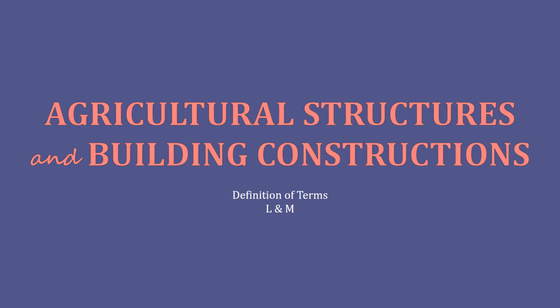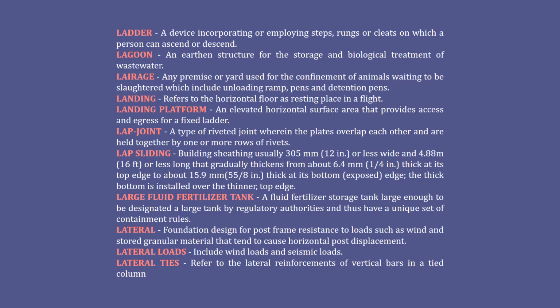This is Agricultural Structures and Building Constructions. Definition of terms. L and M. Ladder: a device incorporating or employing steps. Rungs are cleats on which a person can ascend or descend. Lagoon: an earthen structure for the storage and biological treatment of wastewater.